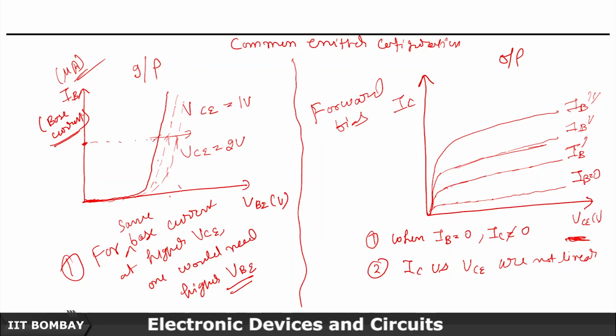So something is different, definitely something is different from the common base configuration here, and we need to dig out what that is. If we can dig that out and understand that physics, then we would be able to give the reasons for this. Okay. So before we do that, let's do some current equations for this common emitter configuration. So let's define alpha is equal to IC by IE. Okay. Now if I just want to write IC is equal to alpha IE plus ICBO, which is the reverse saturation current.